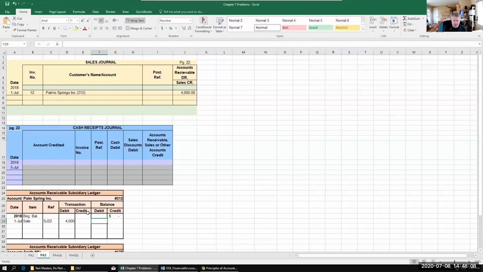Tab over there. And their balance, as you remember, they work like ledgers. We're also going to have the transactions, and we're also going to have the running balance. And so we're going to have $4,000 there. And that's the first entry. Like we've covered, that it was a sale, and we've covered applying it to their account, right?